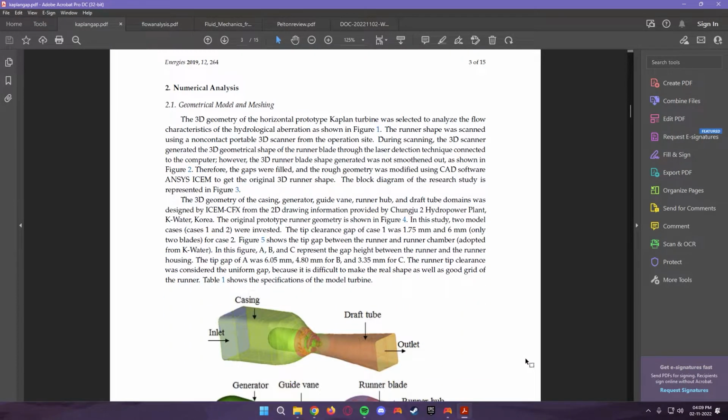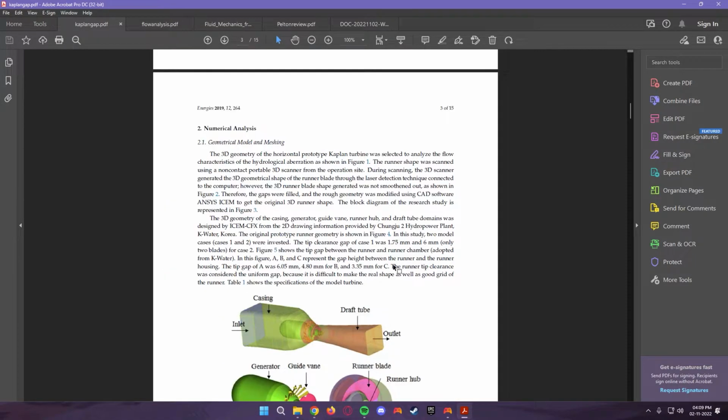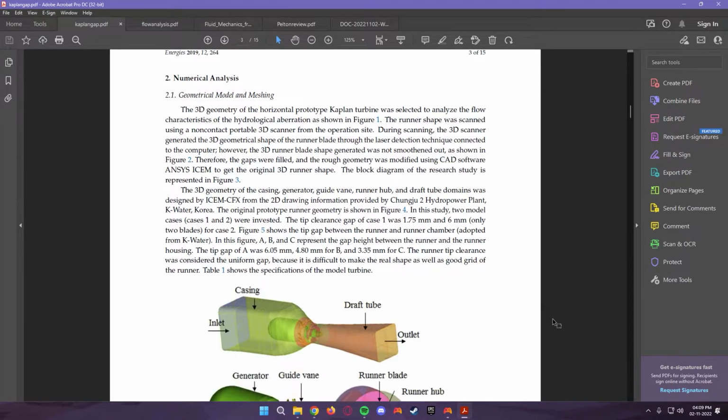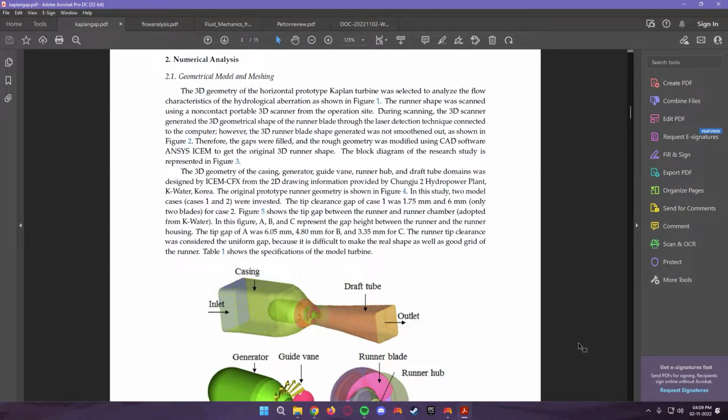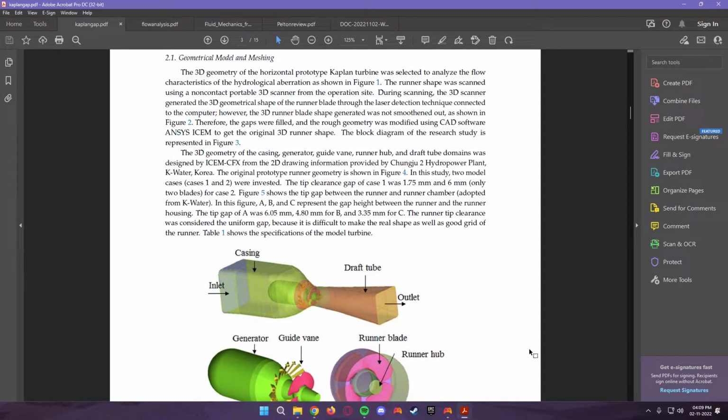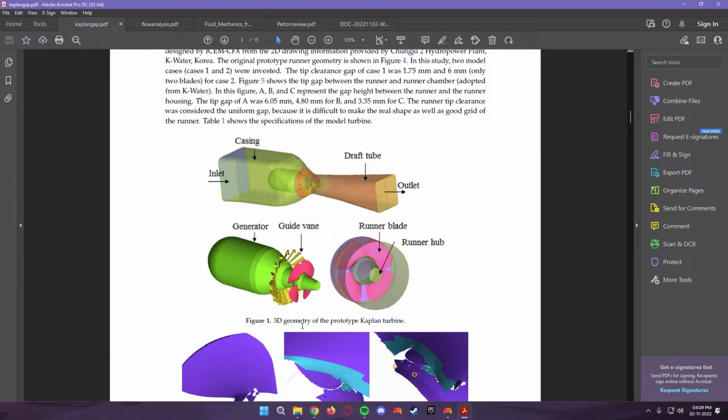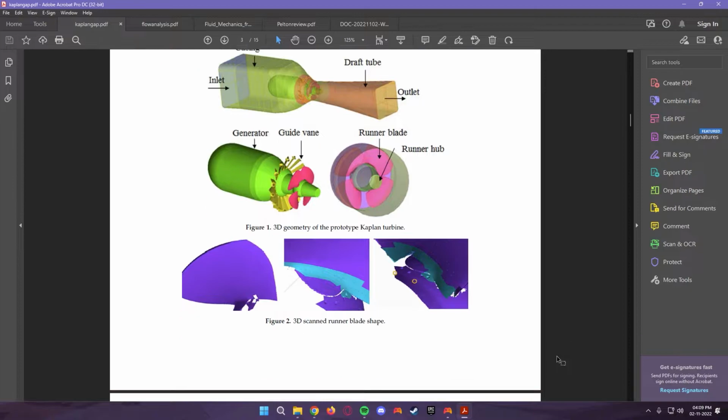Now, moving to the numerical analysis. Here in ANSYS, this research paper has analyzed the geometrical model and meshing. The 3D geometry of a horizontal prototype Kaplan turbine was selected to analyze the flow characteristics of hydrological aberration, as shown in figure 1. Here we have shown the 3D geometry of the prototype Kaplan turbine, and in the second there is the 3D scanned runner blade shape.